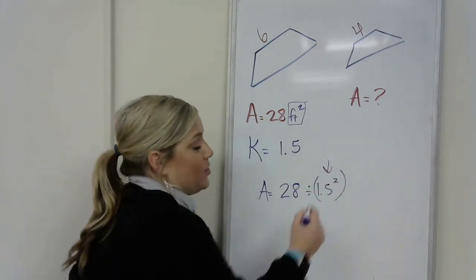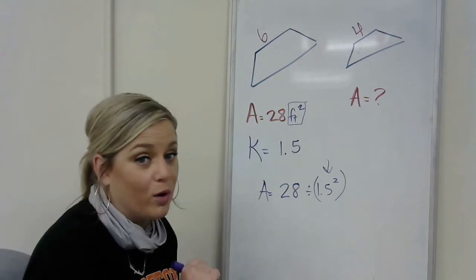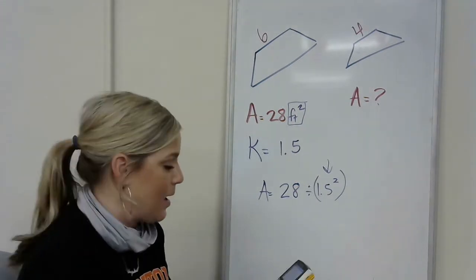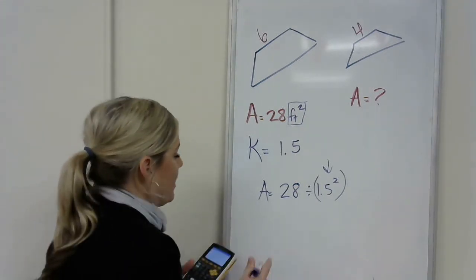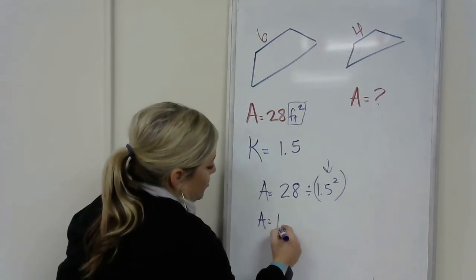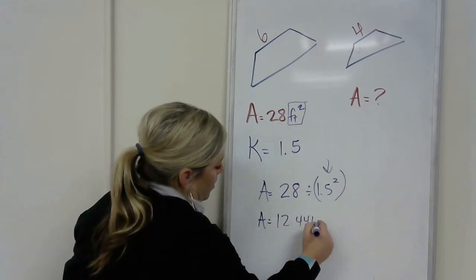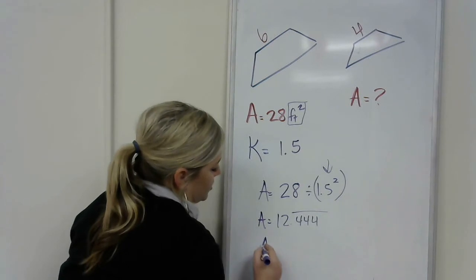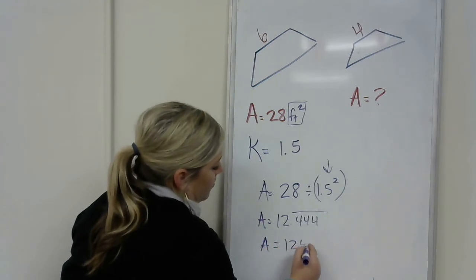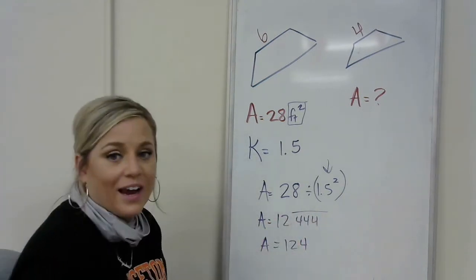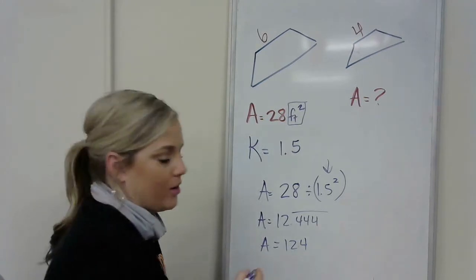This is why I'm telling you guys, you got to take notes. This is important. That's a big step and it would mess everything up. You click enter and you get 12.444, repeating decimal. We would just round that to 12.4. That area is 12.4.